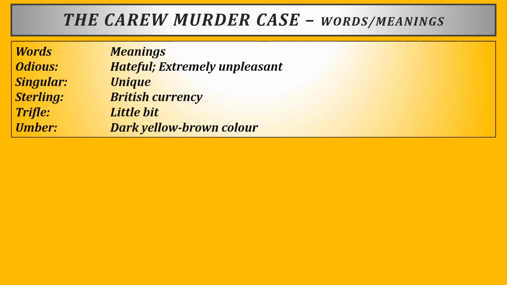Odious. Odious means hateful or extremely unpleasant. Singular, unique, sterling, British currency, trifle, ordinary or little bit, umber, it means dark yellow brown color.